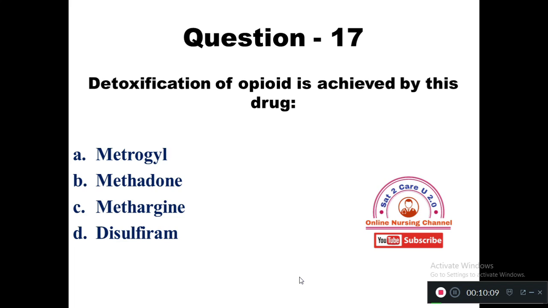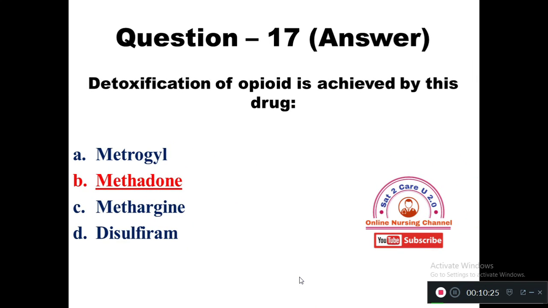Question number 17. Detoxification of opioid is achieved by this drug: A, Metrogyl, B, Methadone, C, Methargine, and D, Disulfiram. For detoxifying opioid, we use the drug methadone. It's a drug of choice.